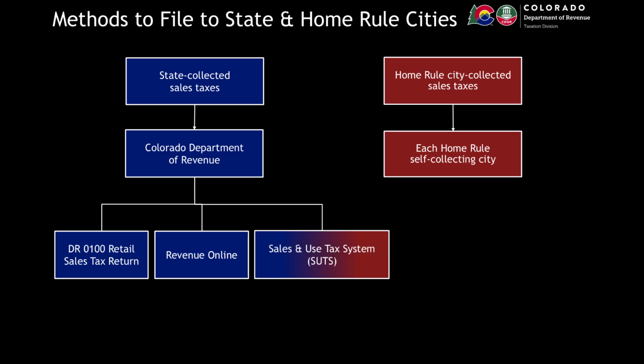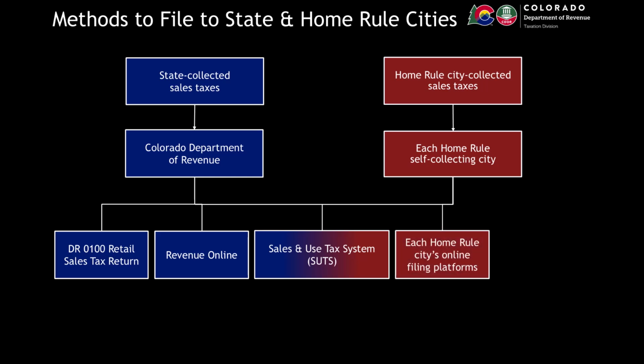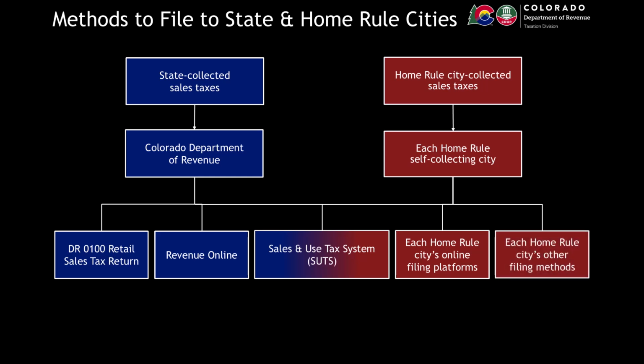Home rule self-collecting city sales taxes can be filed and paid using one of the following methods: through the Sales and Use Tax Filing Platform for self-collecting cities that currently participate in SUTS, directly through each self-collecting city's online filing platform, or other methods as administered by each self-collecting city. If a business chooses to file directly to each self-collecting city to which the business had sales, the business will need to contact self-collecting cities for instructions. As you can see, there are lots of options and ways to file.